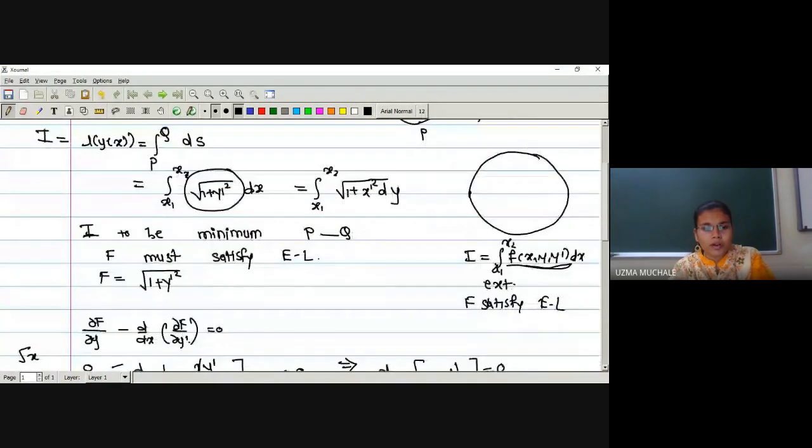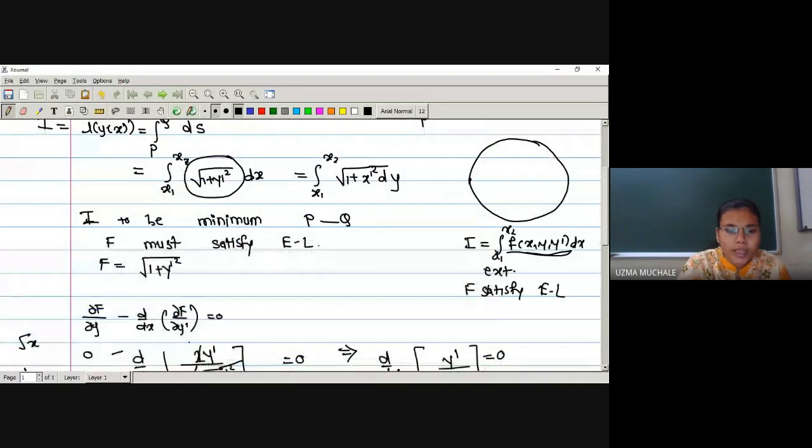Okay. Now we have got the value of integral I. Now we can use the Euler-Lagrange theorem. So for I to be extremum, the condition is that F should satisfy the Euler-Lagrange equation. Okay. What is F in this case? F is nothing but the integrand. Leaving aside dx, whatever is there, that is your f, right?